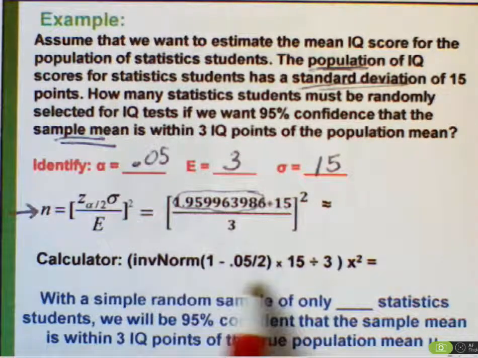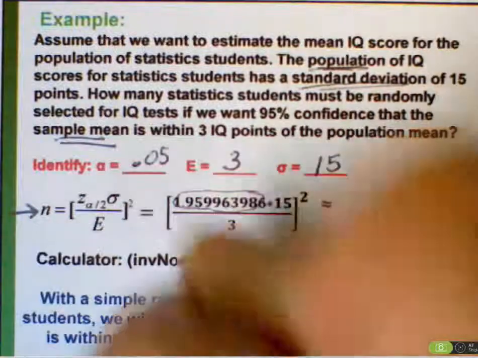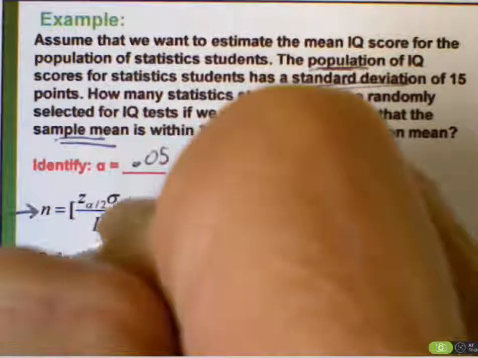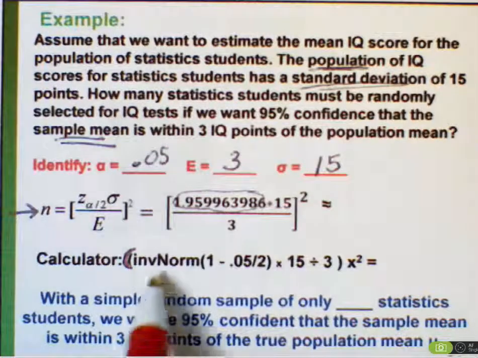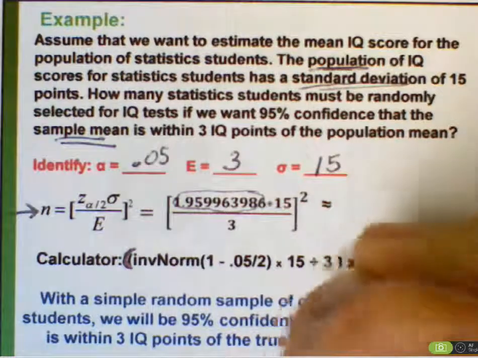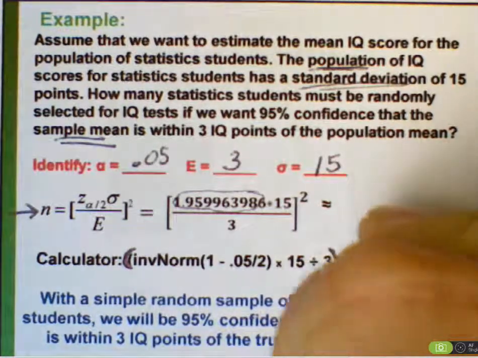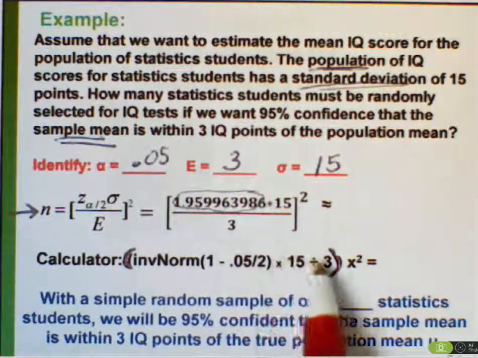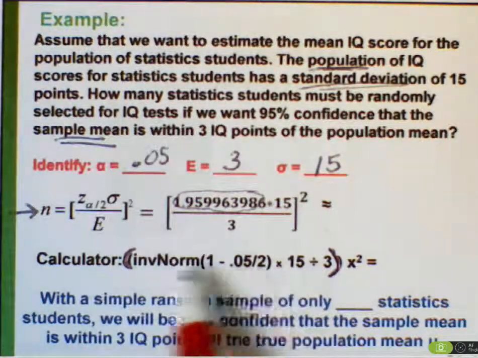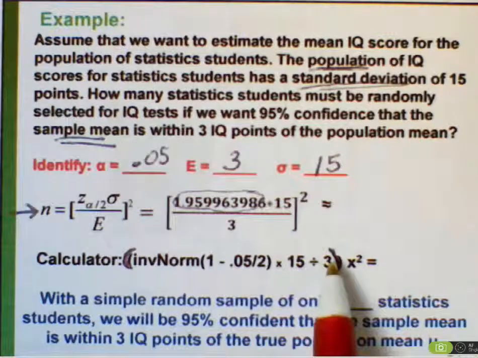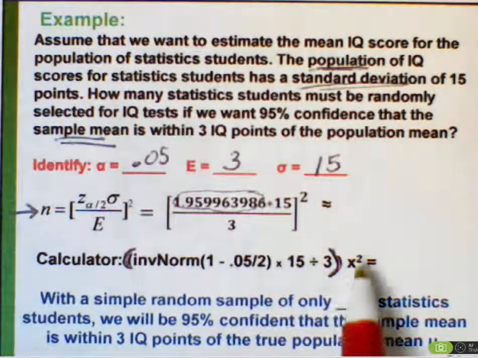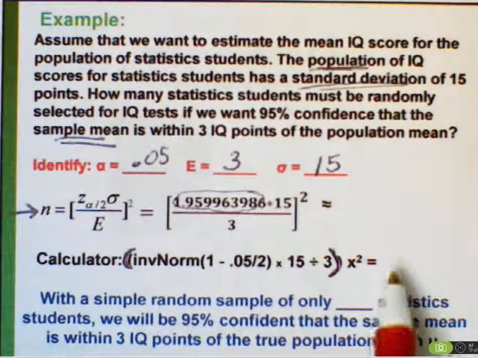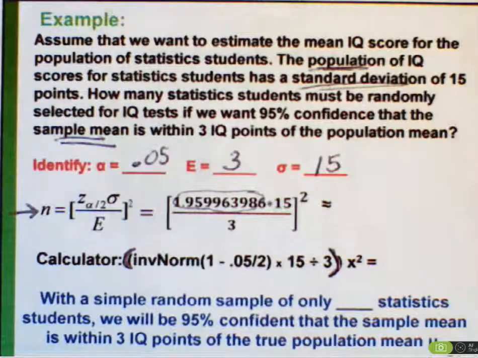Notice that that whole expression had to be in parentheses. I had to open parentheses before I even opened inverse norm because I need to square that entire quantity. I'm going to enter that entire expression inside one big set of parentheses, and after I close that parentheses, then I will square that answer and hit equals. All right, let me show you what that's going to look like on the calculator.